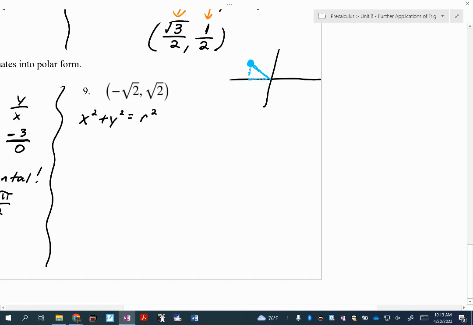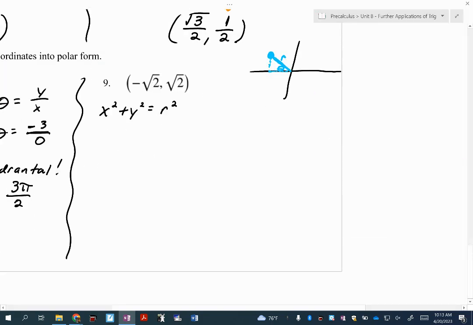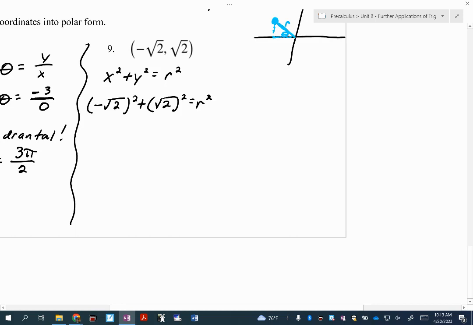So if I make my triangle, I'm trying to find theta and my r value. To find my r value, I'm going to plug in negative square root of 2 squared plus positive square root of 2 squared equals r squared. Remember, squaring a square root means they'll go away. Negative squared is going to be a positive. So it's going to be positive 2 plus positive 2 equals r squared. That's 4 equals r squared, so r is positive 2.